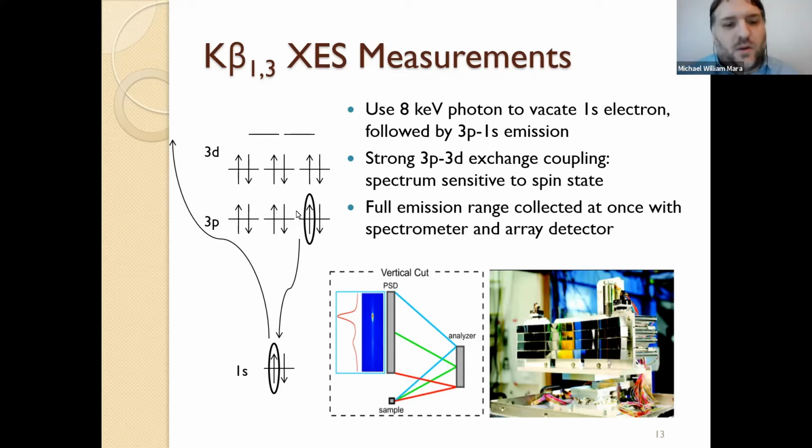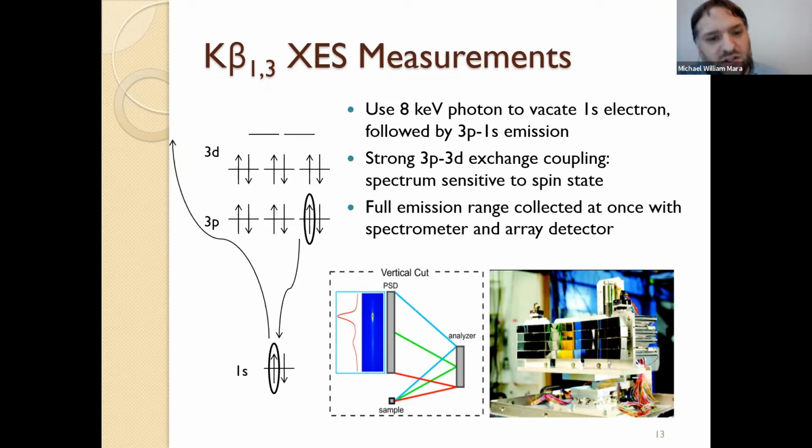This ends up being around 8 to 10 times weaker than the K alpha emission, which would collect the 2p to 1s emission from that transition. However, in the Kbeta, you have strong coupling between the 3p hole and the 3d manifold. And what ends up happening as a result is you end up getting very sensitive spin state information.